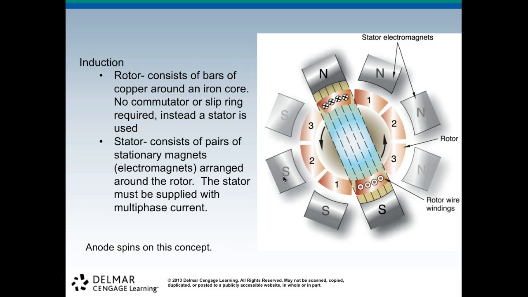So here is a picture of your induction motor. The rotor consists of bars of copper around an iron core. No conductor or slip rings are required. Instead, a stator is used. What is a stator? It consists of pairs of stationary magnets or electromagnets arranged around the rotor. The stator must be supplied with multiphase current. The anode spins on this same concept. So here are the stator electromagnets, and then you have the rotor, and you can see it spins around and around.